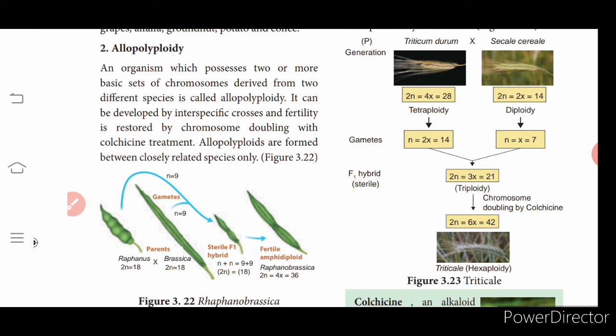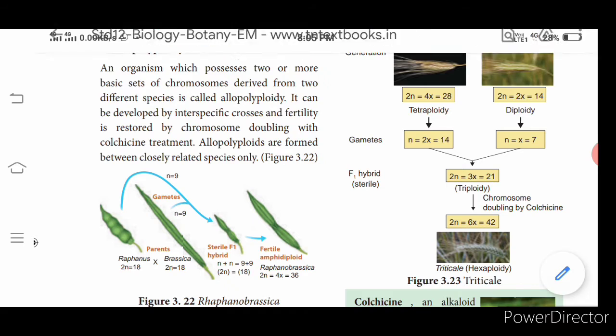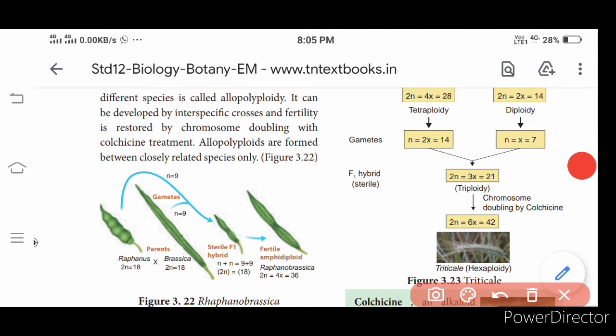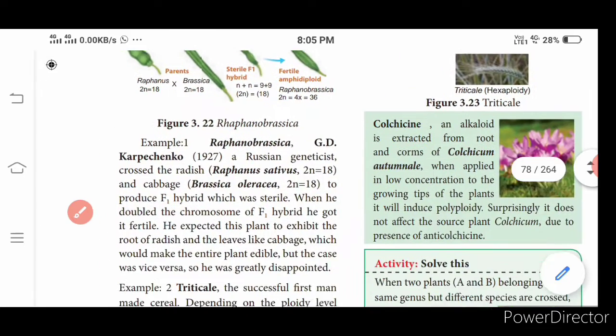Okay, so here there is a condition, the cross between Raphanus and Brassica, with 18 chromosomes. The hybrid is seen to be a sterile hybrid. Okay, and sometimes you have the amphidiploid condition, where we have the 4x condition, that will be fertile. That is what we are going to learn in detail now.